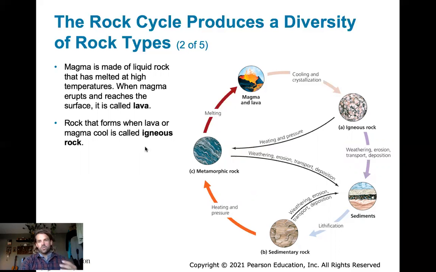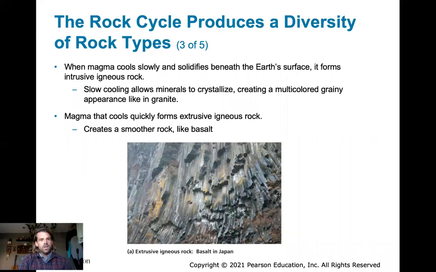I want you to understand that the rocks on this planet go from magma and lava to igneous rock, to sediments, to sedimentary rock and metamorphic rock. And there are various paths, but the point is that it's always recycling at geologic timescales. Now, this cycling does create a huge diversity of rock types.